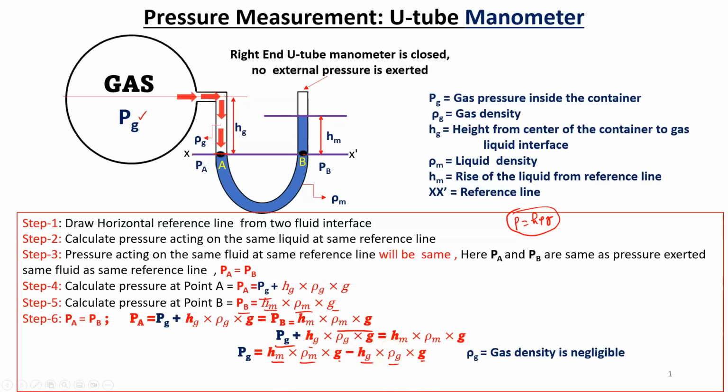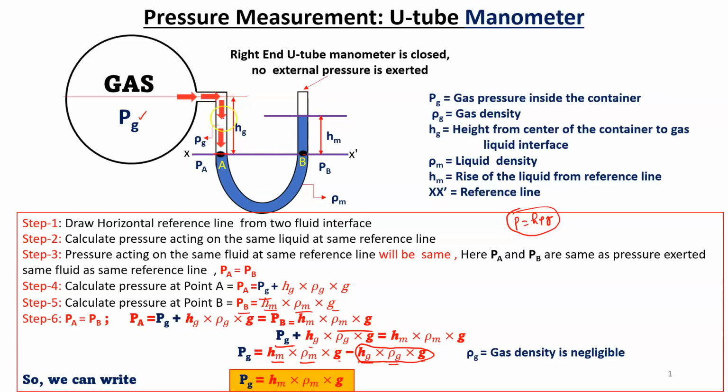Now, because gas density is very low, if you consider gas density negligible, this term will go out, means this term will not be there. So we can easily calculate that Pg will be Hm rho m into g.